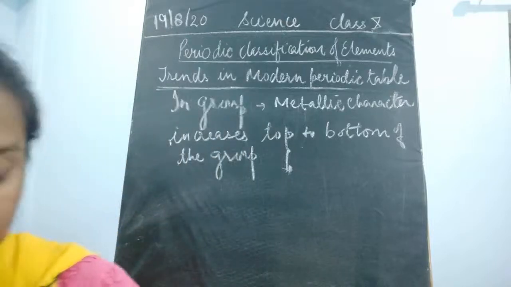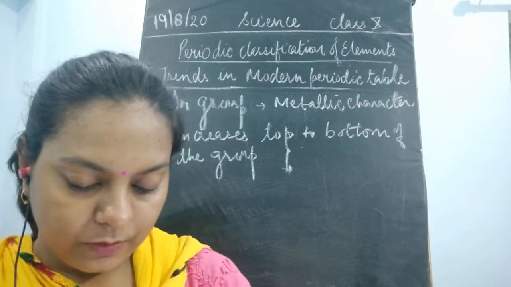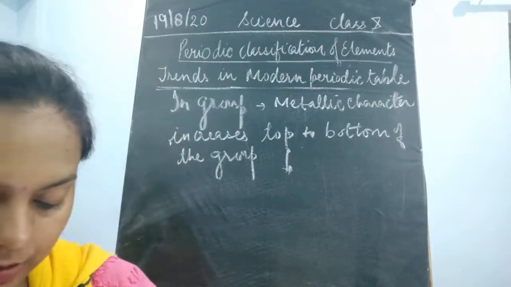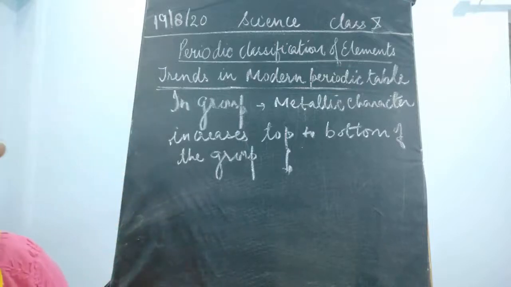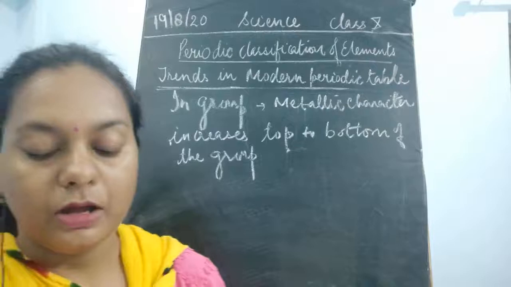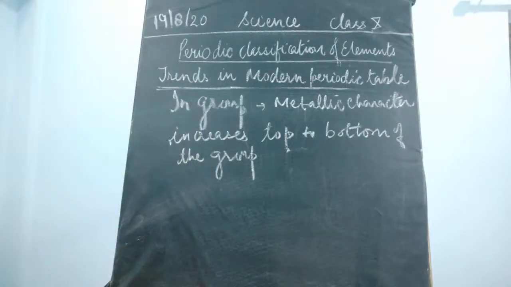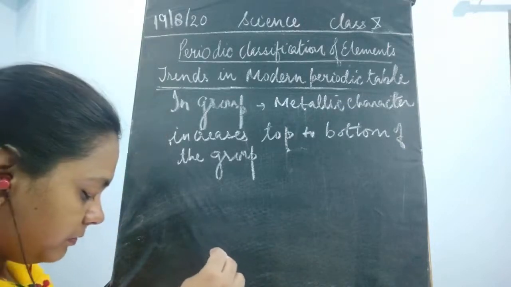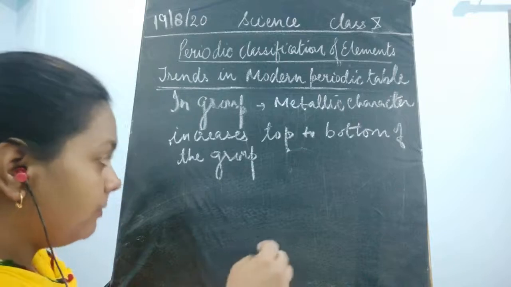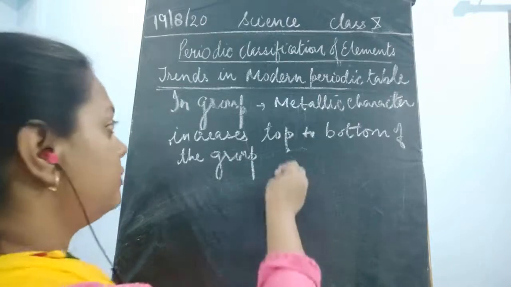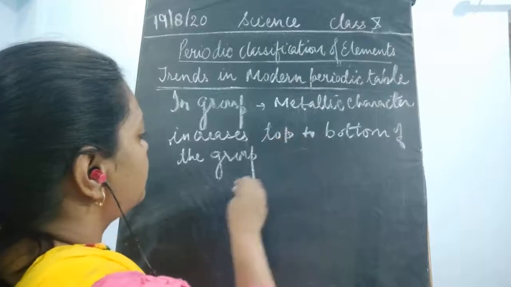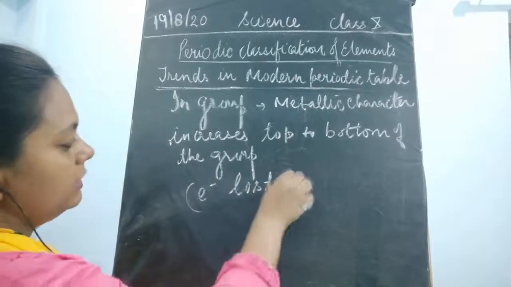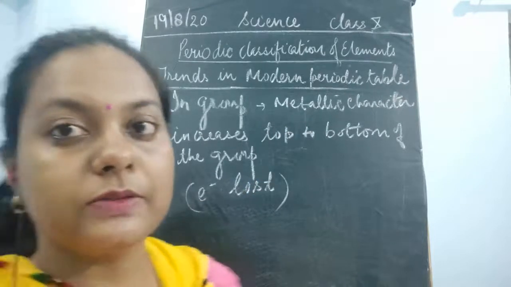This metallic character is increased when we are moving from top to bottom in a group, because the tendency of losing electrons increases. Why is this increasing? Because we know that metallic character is present when the atom loses electrons. Electrons are being lost. So this electron losing capacity increases when we are moving down the group.